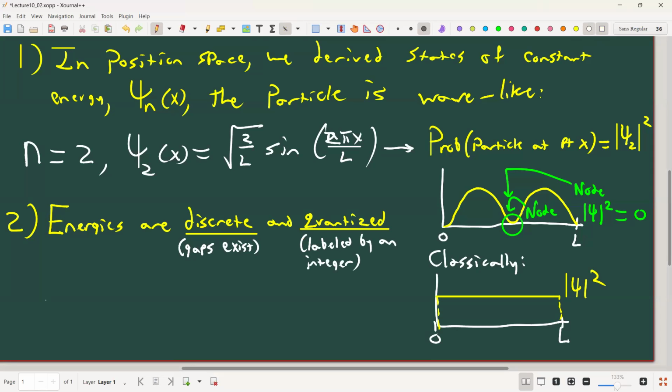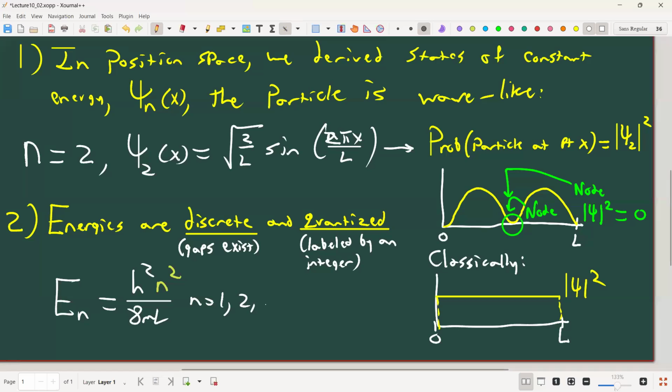Right. And we saw that, right? The energy of these states is h squared n squared over 8 m L squared, where n is 1, 2, and so on. Very different than the classical particle, which you can drop in the box at any energy you please, and it will move accordingly. And not only that, you could drop it in and it doesn't move at all.